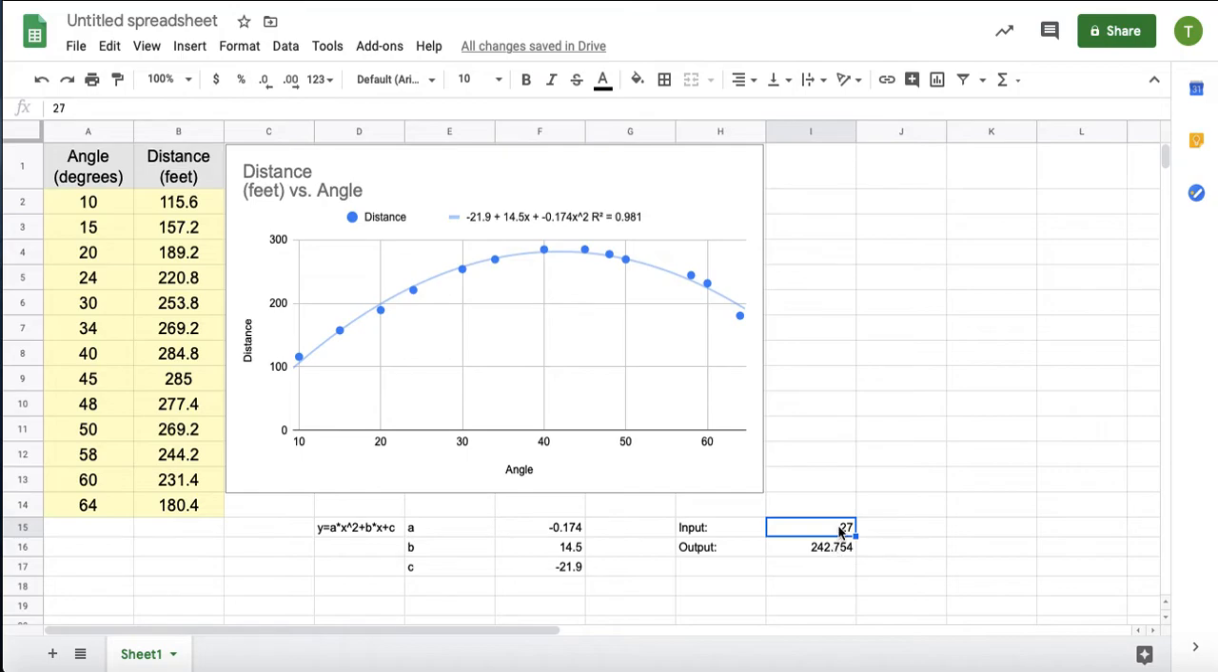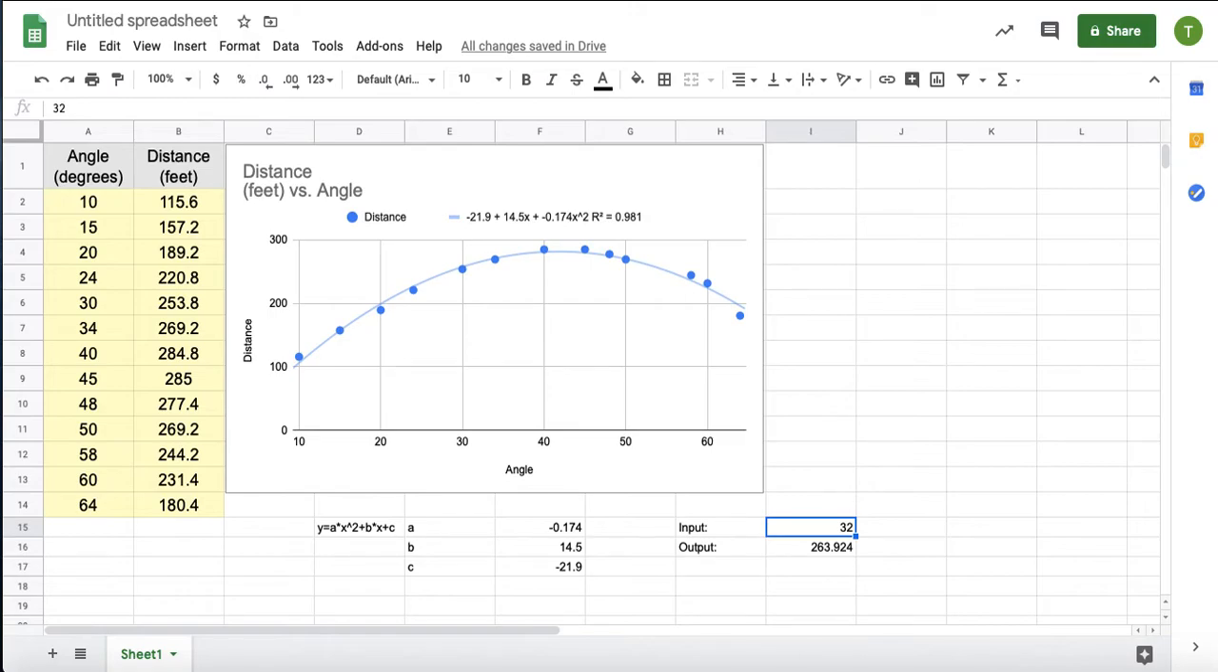So here's 27 degrees. I could assume if I were to hit it at 27 degrees, which would be somewhere around here, it would go somewhere around 250 feet. And right there we got 242.754 feet. So now my calculator works, and I can dynamically change this input cell. So I go ahead and put 32 degrees. What will that do for my distance? Well, it increases it slightly to 263 feet, right?